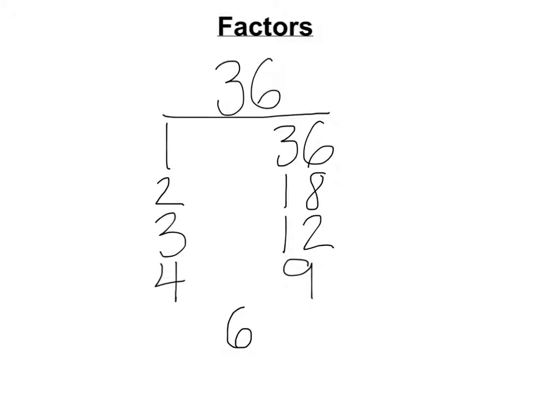The benefit to writing it in the middle once is, well, first of all, you've only got to write it once. And second of all, if you're ever asked how many factors does 36 have, you can count them up. 1, 2, 3, 4, 5, 6, 7, 8, 9 whole number factors. And this way, I don't make the mistake of counting 6 twice.